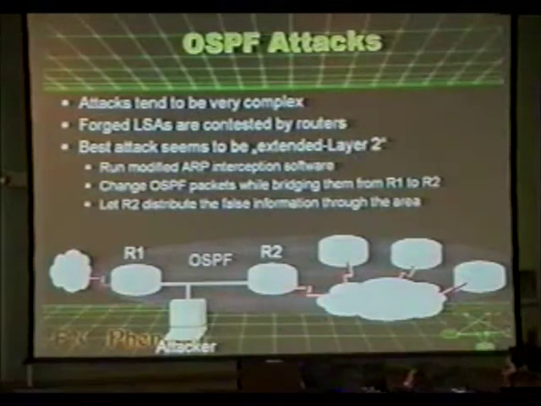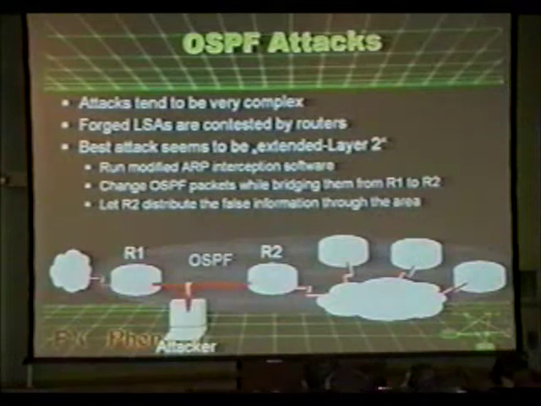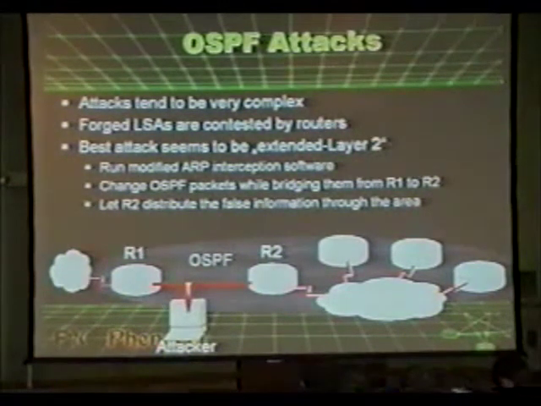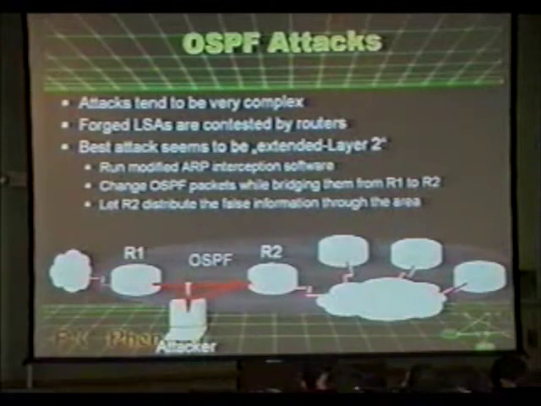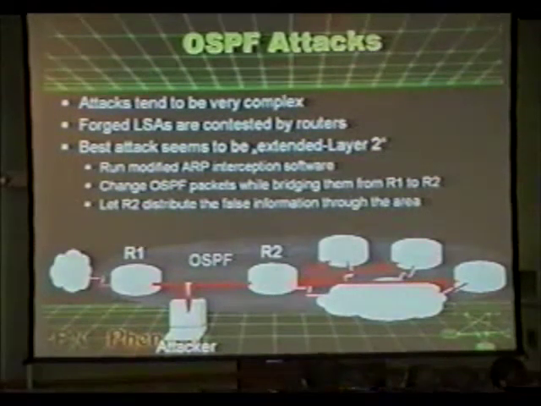So the best thing seems to be you just intercept the communication between router 1 and router 2. When router 1 sends out a packet, OSPF-wise, you just modify the information and pass it on to router 2, and he will happily distribute it across the area. Thank you very much.